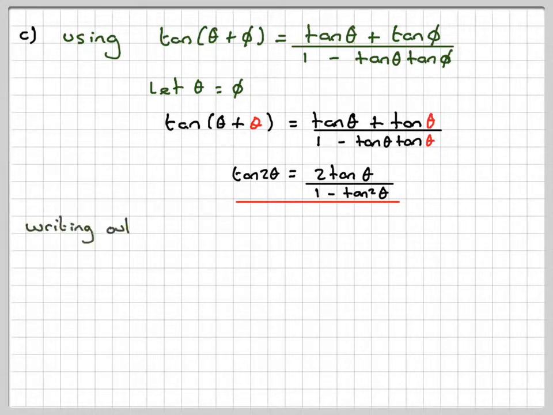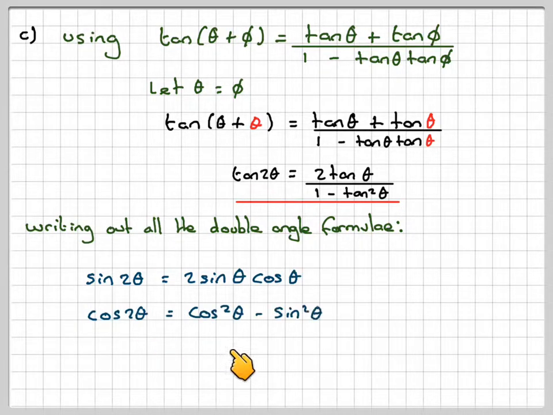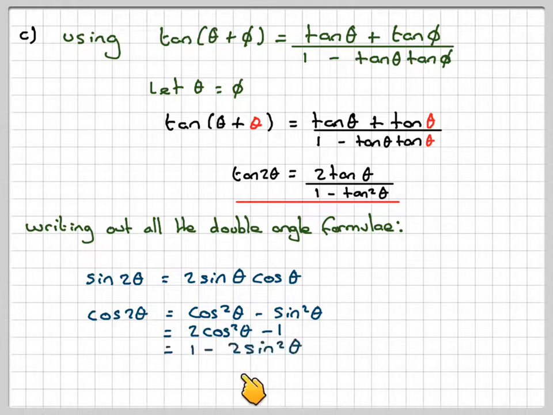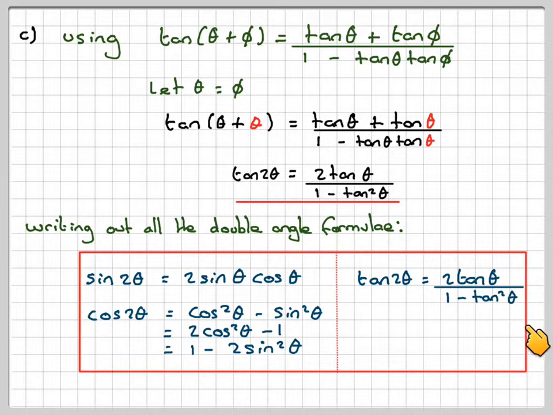So writing them all out, and it's worth trying to actually learn these. You get sine 2 theta is 2 sine theta cos theta. Cos 2 theta is cos squared theta minus sine squared theta, or equal to 2 cos squared theta minus 1, or 1 minus 2 sine squared theta. And we have that tan 2 theta is 2 tan theta over 1 minus tan squared theta. So like I said, it is actually quite worth your while learning these.